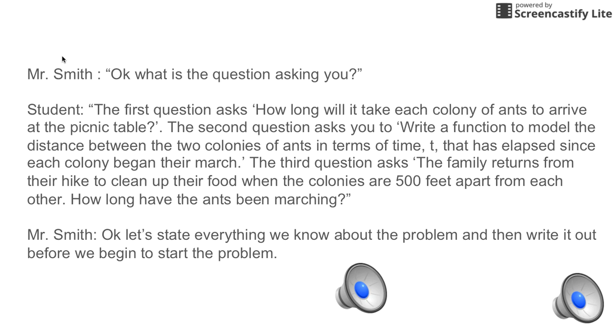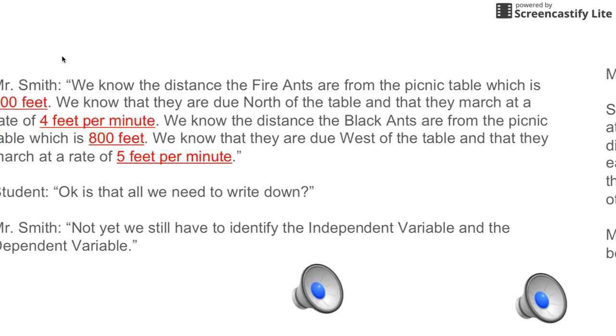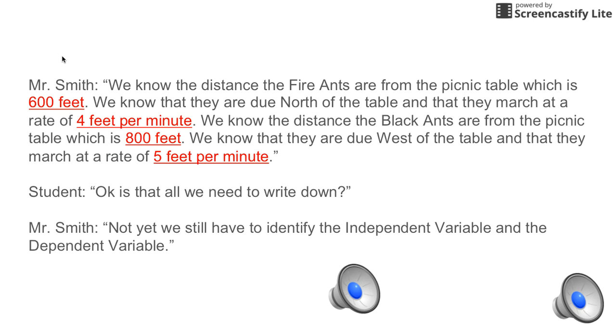Okay, let's state everything we know about the problem and then write it out before we begin to start the problem. Distance the fire ants are from the picnic table, which is 600 feet. We know that they are due north of the table and that they march at a rate of 4 feet per minute. We know the distance the black ants are from the picnic table, which is 800 feet. We know that they are due west of the table and that they march at a rate of 5 feet per minute. Okay, is that all we need to write down?